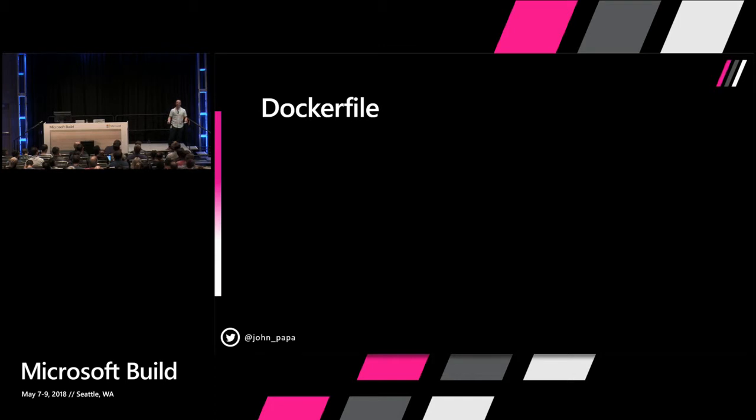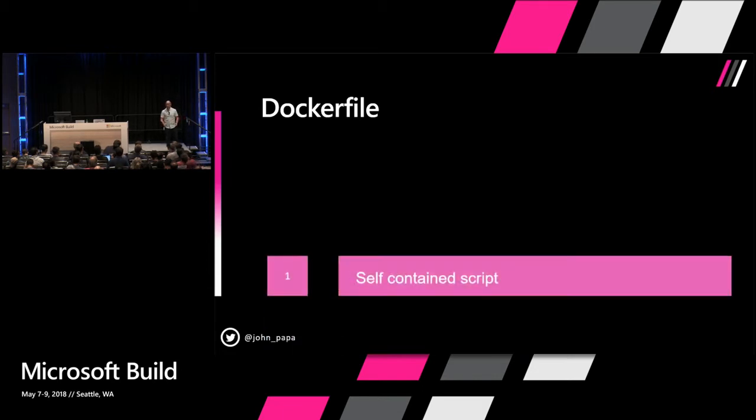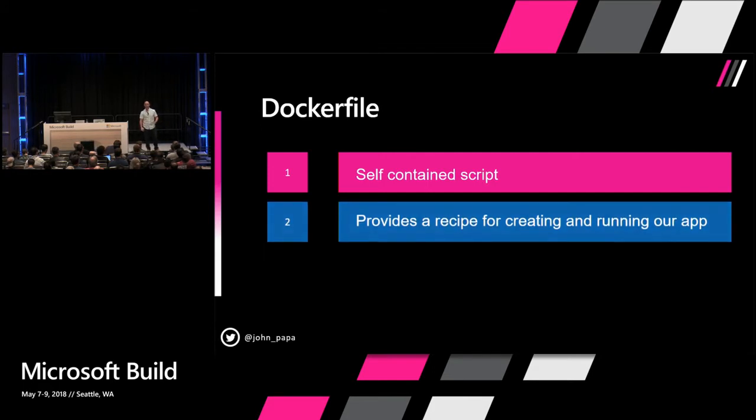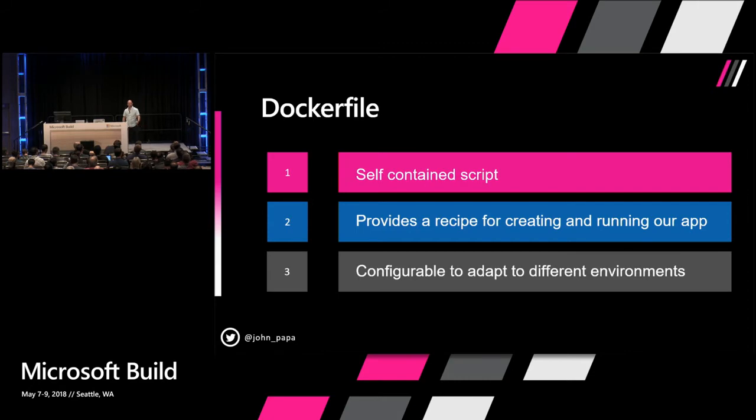Do you already know the steps it takes to install npm in your project and get it running locally? Yeah, because you're working on it every day. The Dockerfile is actually just a recipe that you write down that is those steps. It's a self-contained script that's a recipe for creating and running our application. And then once we get that script running, we can configure it for different environments.